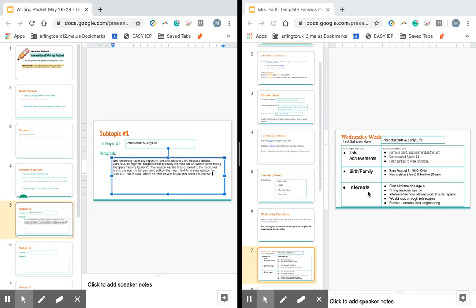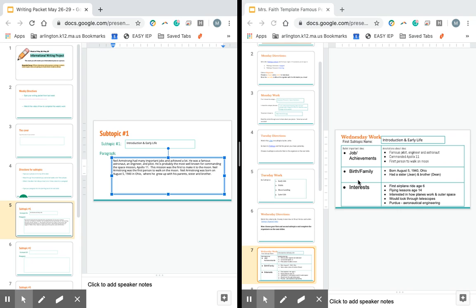All right, my next bullet point was his interests. So when he was young, what were his interests? So I had written that he went on his first airplane ride when he was 6. He took his first flying lesson when he was 14. He was interested in planes and outer space. He would often look through telescopes, and he ended up going to college to Purdue University for aeronautical engineering to study the engineering behind how people build rocket ships and make it to space, outer space.